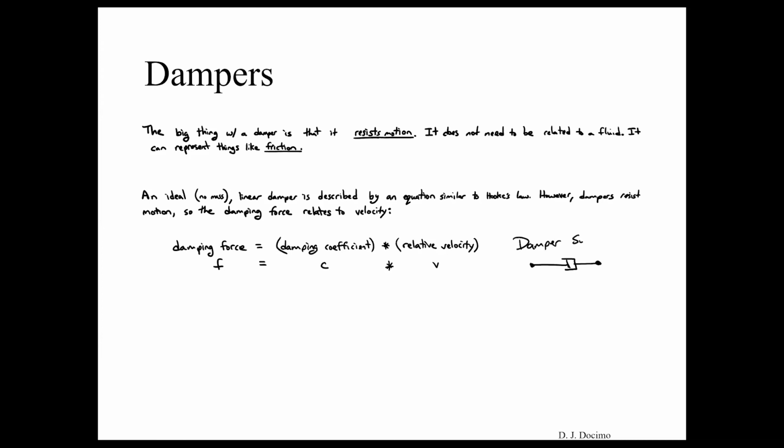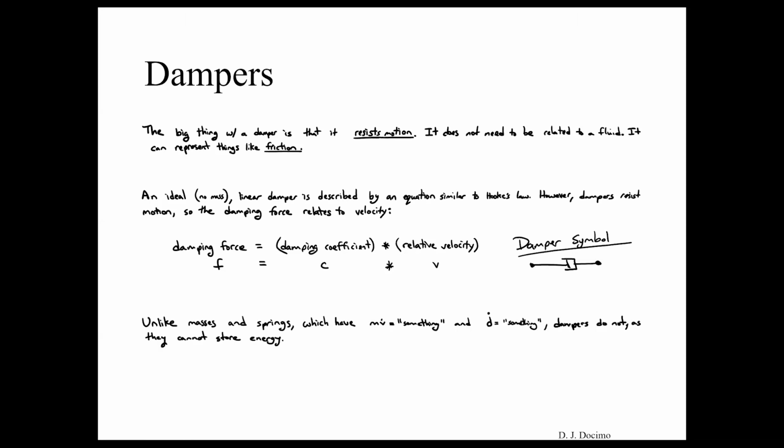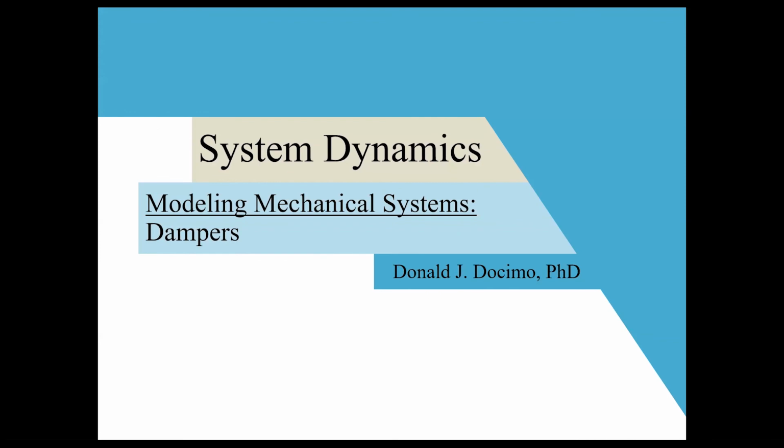We usually draw a damper with a symbol that looks like this. It's essentially a little dashpot, the same case that I showed in the last slide. Unlike masses and springs, which have m v dot equal to something and d dot equal to something, dampers do not, as they cannot store energy. So they're just a static relationship, as we see here. And that's going to cover dampers.